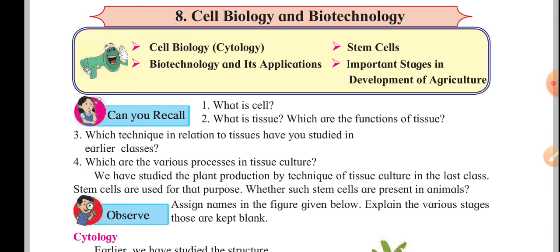Then we are going to talk about the biotechnology and its applications in our day-to-day life and even in the field of the science, how this biotechnology helps. Along with that, we are going to study about the important stages in the development of agriculture, because agriculture is one of the most important parts in our country. Our country's economy mostly depends on the agriculture and the productions with the help of the agriculture. So various developments in the field of the agriculture, that also we are going to see in this particular chapter.